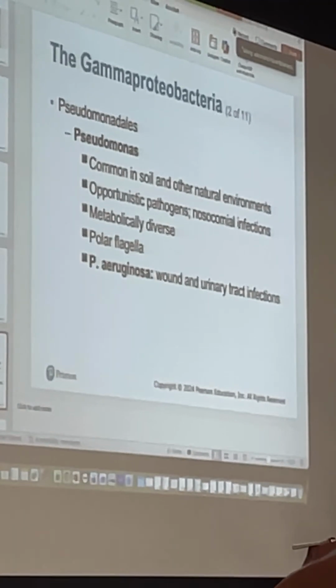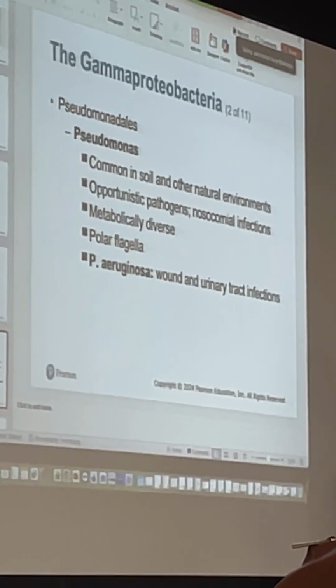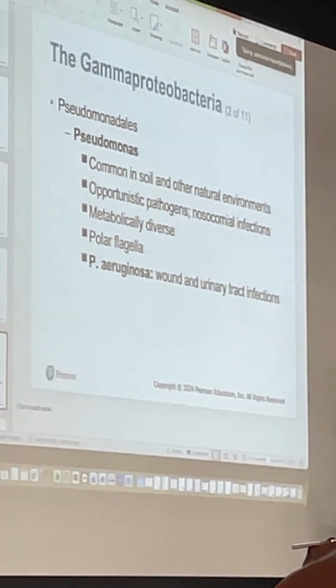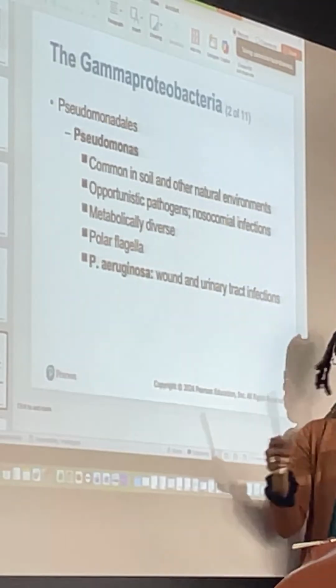Right? We've seen Pseudomonas. So Pseudomonas is very important. All right, Pseudomonas is a very important microbe. So put an asterisk next to this one. It's definitely going to be some good information about Pseudomonas on your exam because it's very important. Okay. So Pseudomonas is common in soil and other natural environments. Two terms we've learned before.